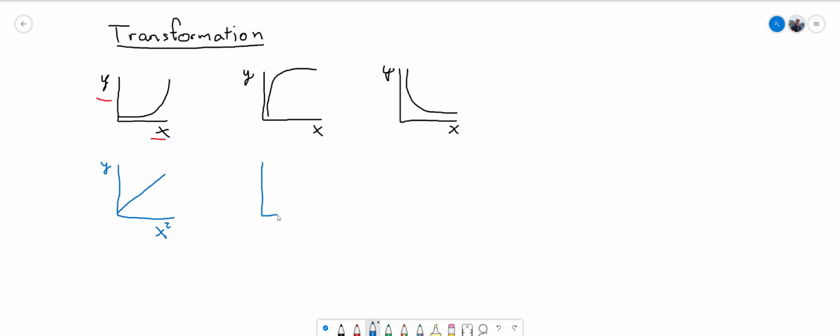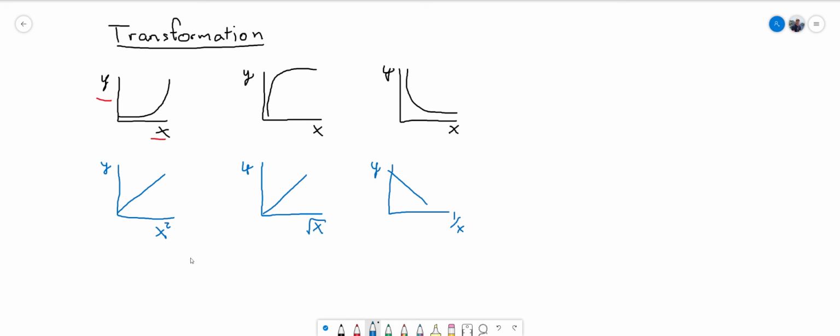Same thing if I was to look at the exponential or the equilibrium example here. Instead of plotting y versus x, maybe I plot y versus the square root of x, and this would result in a linear form. And then lastly, in my substrate problem, instead of y versus x, I might plot y versus 1 over x, and this would give me a negative linear slope.